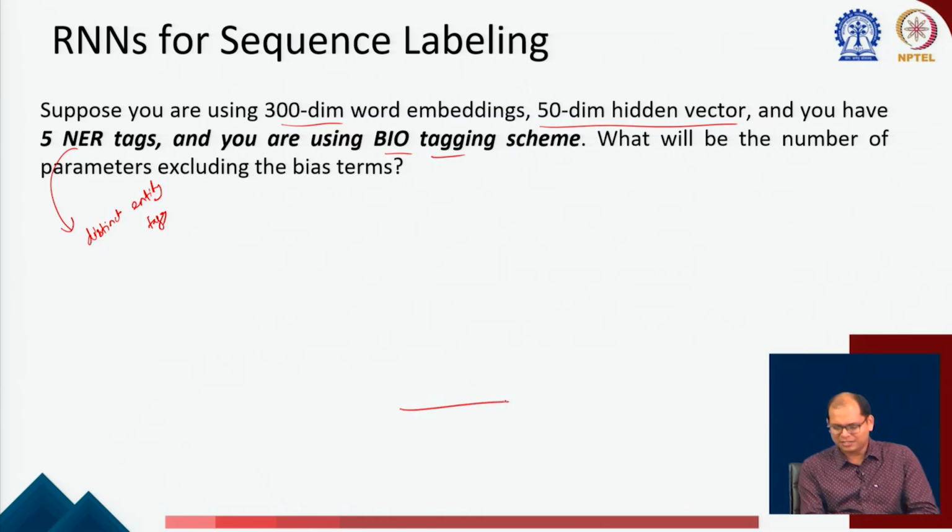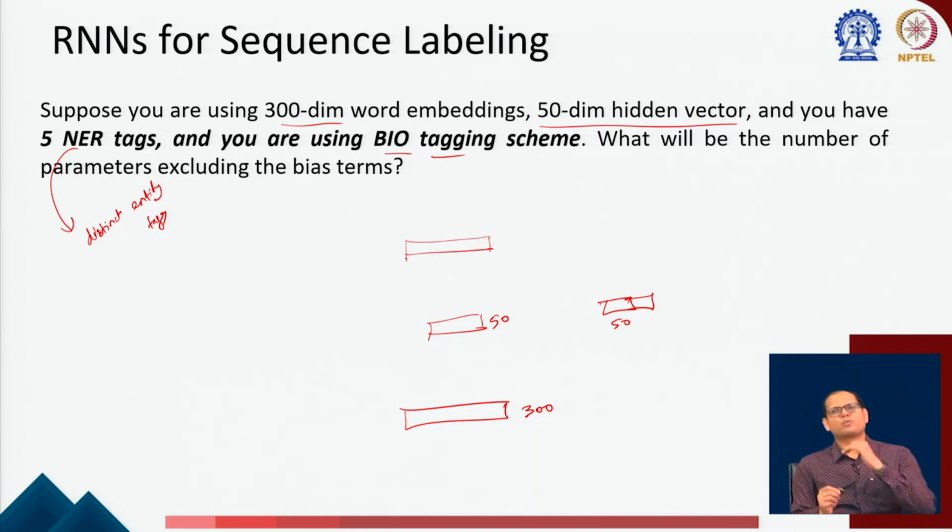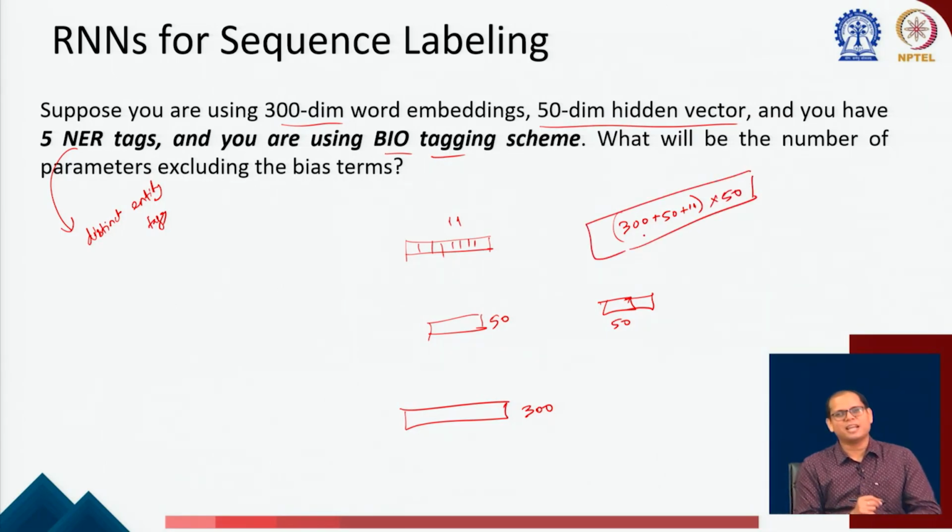Your input is again 300 dimension. Your hidden is 50 dimension. Your output layer, what is the dimension of the output layer? How many probabilities will you compute? How many classes would you have? So you have 5 NER tags, so B and I for each of these plus an outside. So there will be 11, right? So accordingly you can compute. So this will come out to be 300 plus 50 plus 11 times 50, right? That will be the number of parameters that you will have in this scenario.